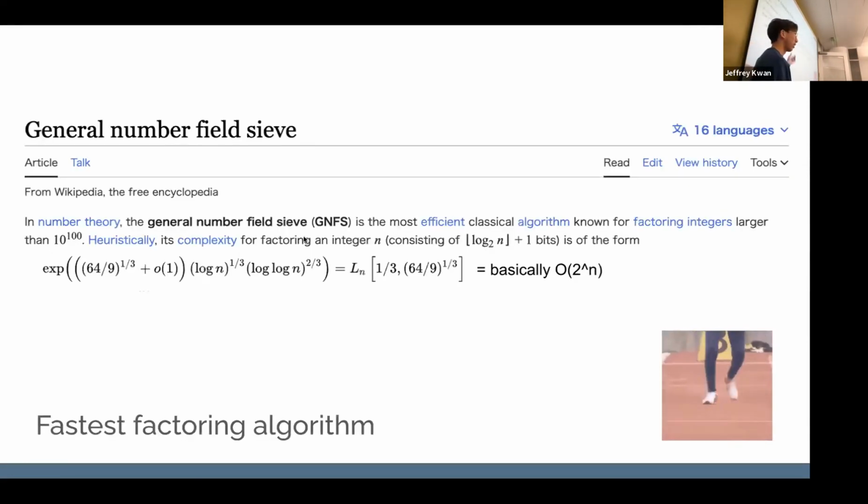And the fastest factoring algorithm that we have is basically exponential time. I don't know what they tried to do here, but essentially you pretty much have to brute force every single combination of numbers in order to guess and check to figure out what the correct answer is.